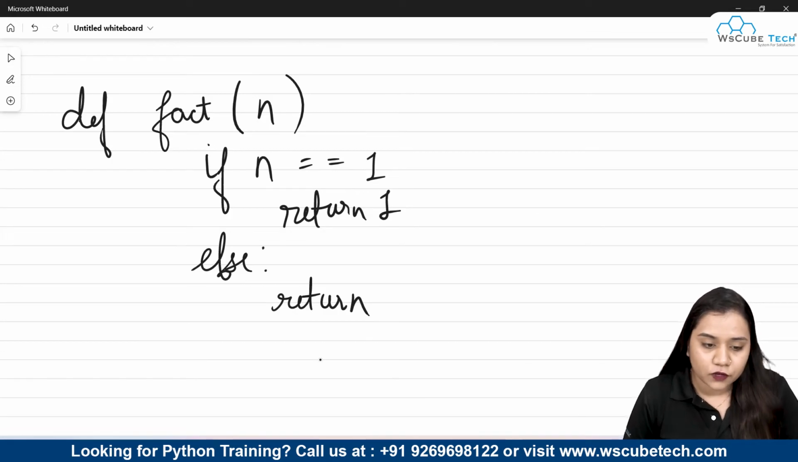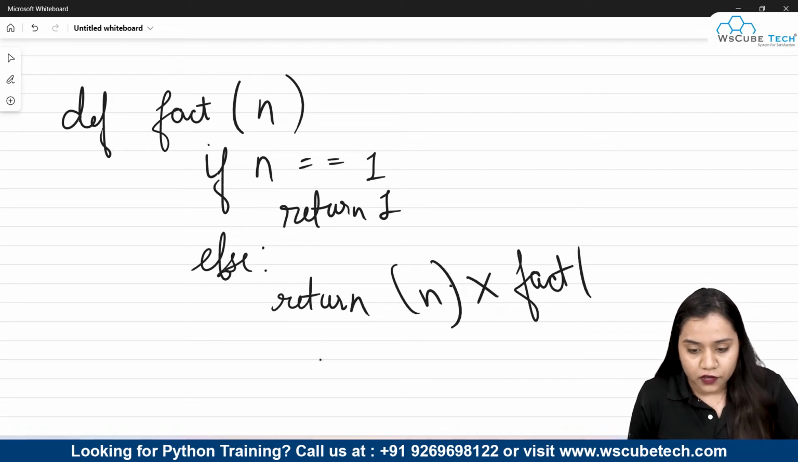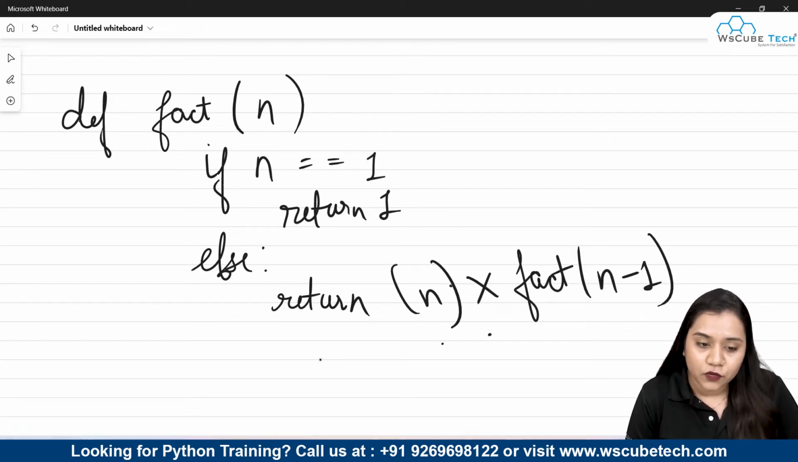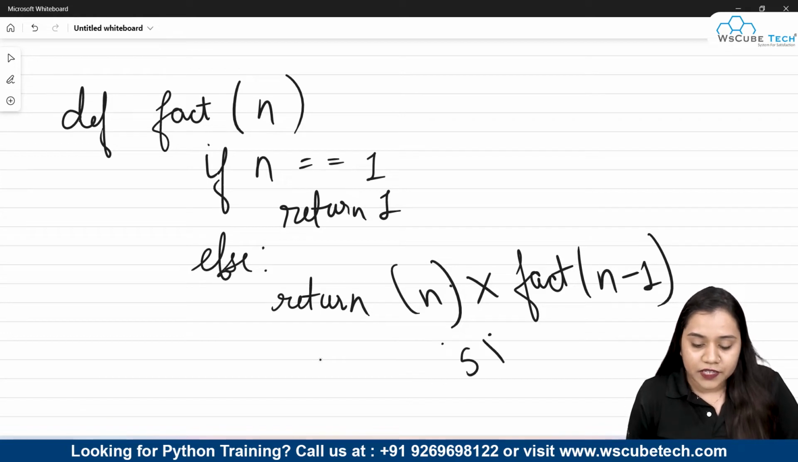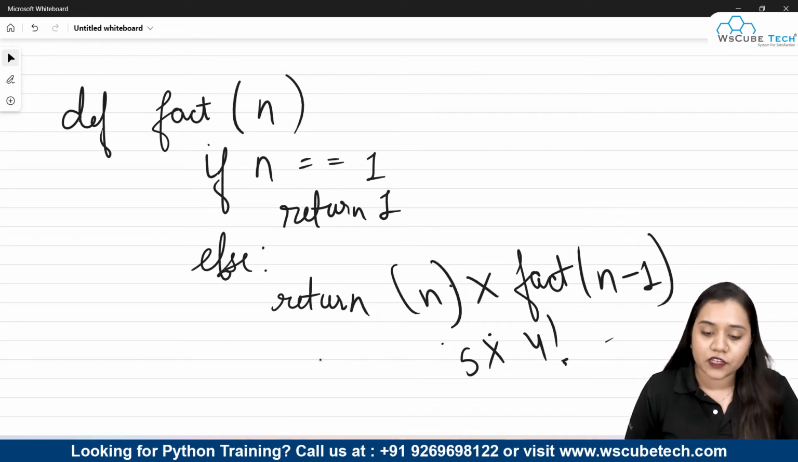So here, what I need to do to return this number: first of all, the number n, suppose it is 5. So if I'm talking about 5, it will return 5. Also, what should it return? It should return the factorial of n minus 1. That means 5 multiplied by factorial of 4. So 5 multiplied by factorial of 4 would be our 120. But how to find the factorial of 4?